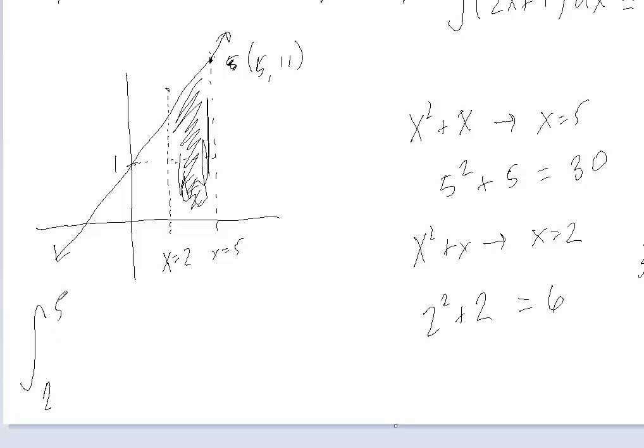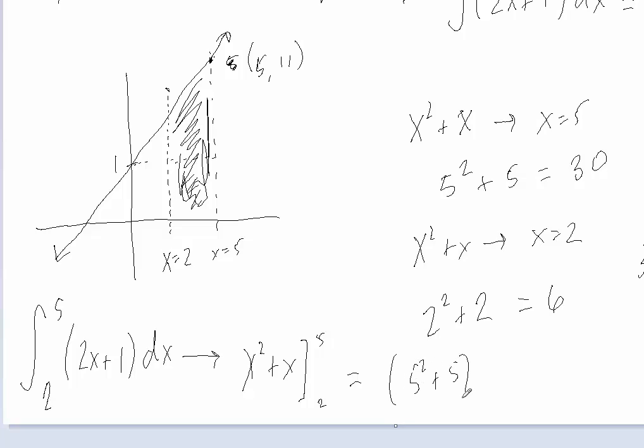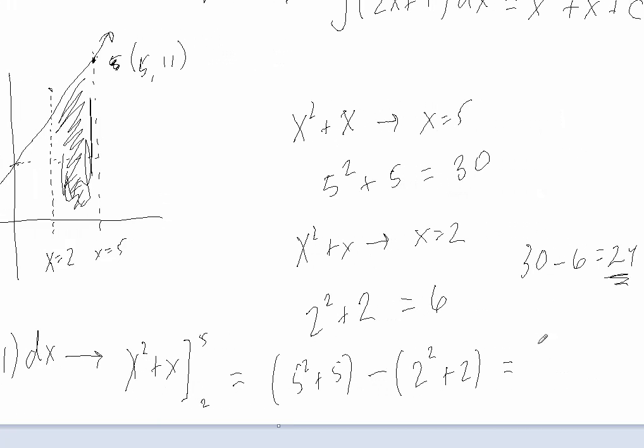So symbolically we would say the integral of 2x plus 1 between the values of x equals 2 and x equals 5 should be x squared plus x between 5 and 2, which equals 5 squared plus 5 minus 2 squared plus 2, which is 24.